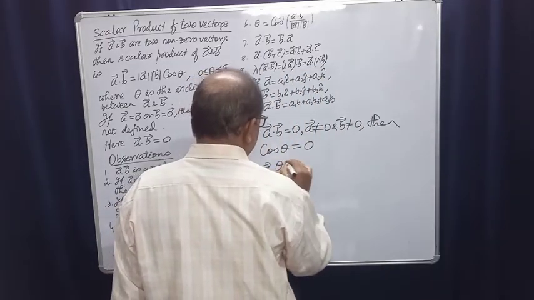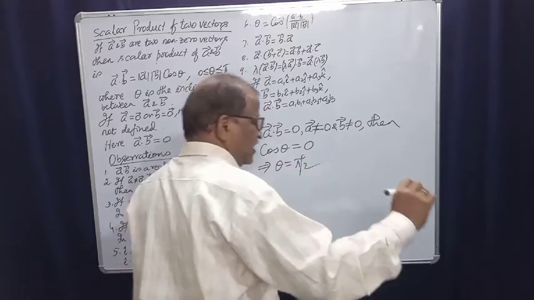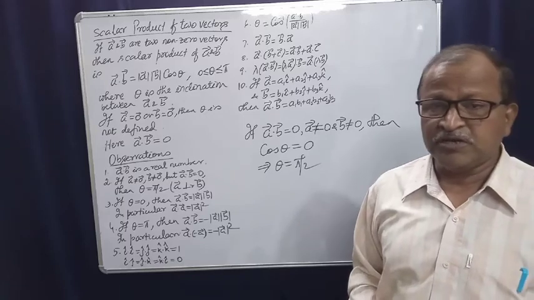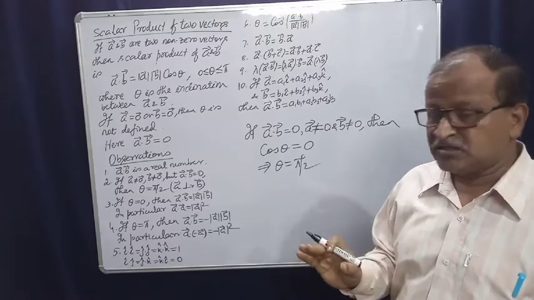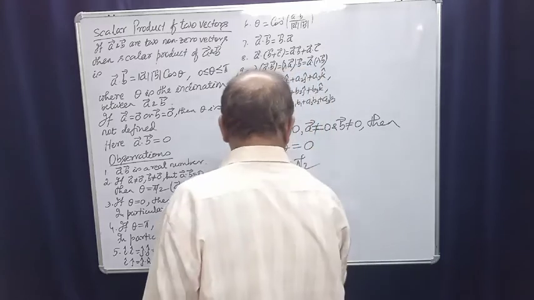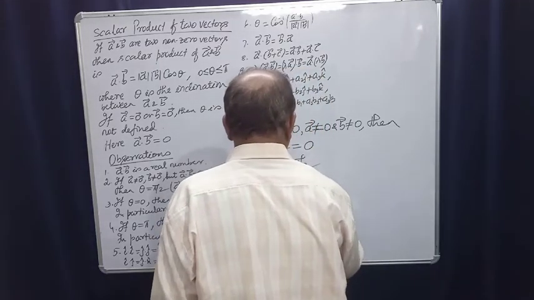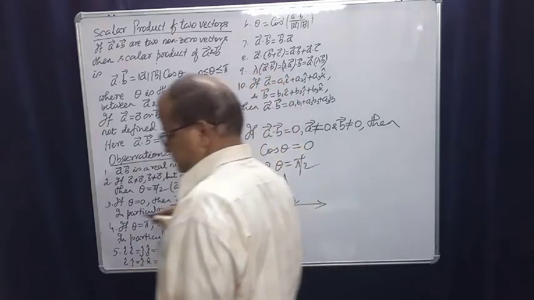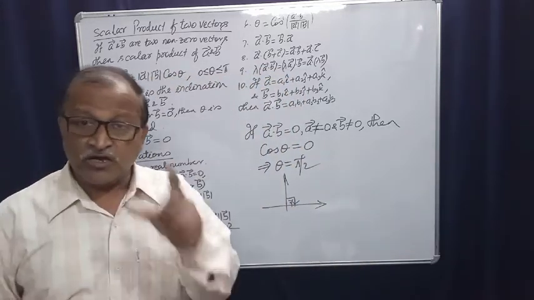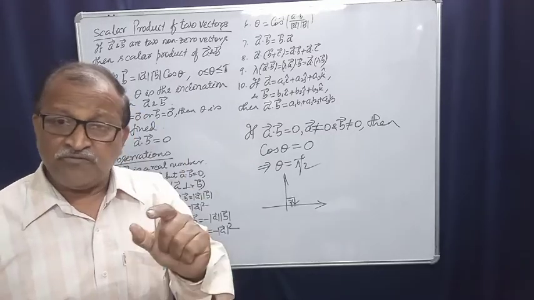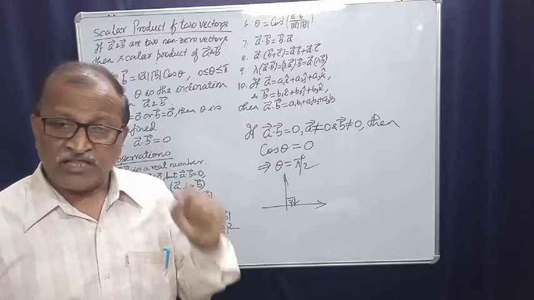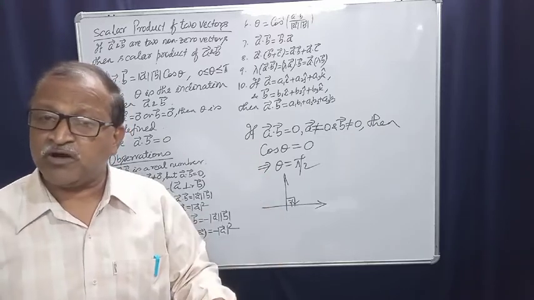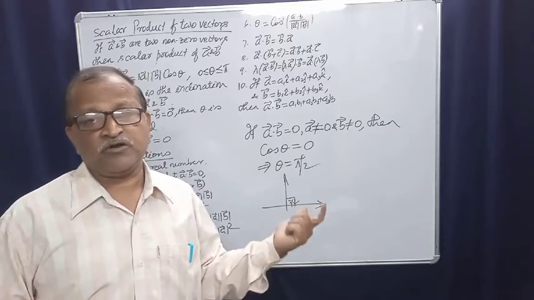this implies theta is equal to pi by 2, 90 degrees. Theta is pi by 2. That means these two vectors are perpendicular to each other. The inclination between them is pi by 2. This is the inclination. Right? So the conclusion is: if A dot B is 0, neither A is equal to 0 nor B is equal to 0, then A must be perpendicular to B and vice versa. B must be perpendicular to A.